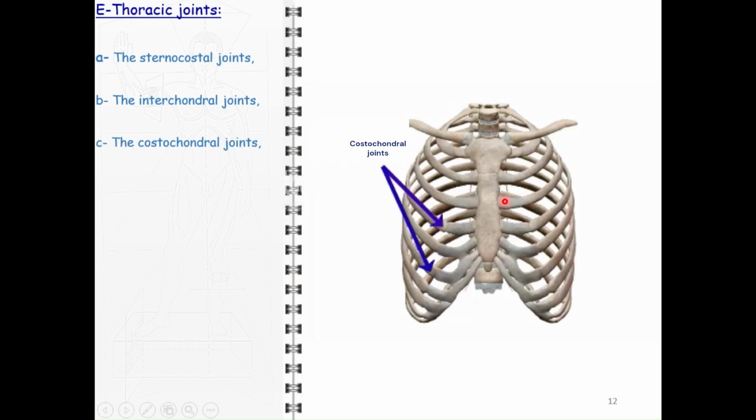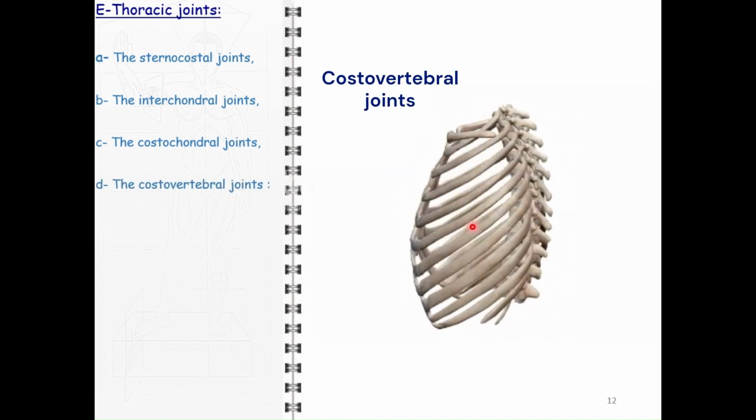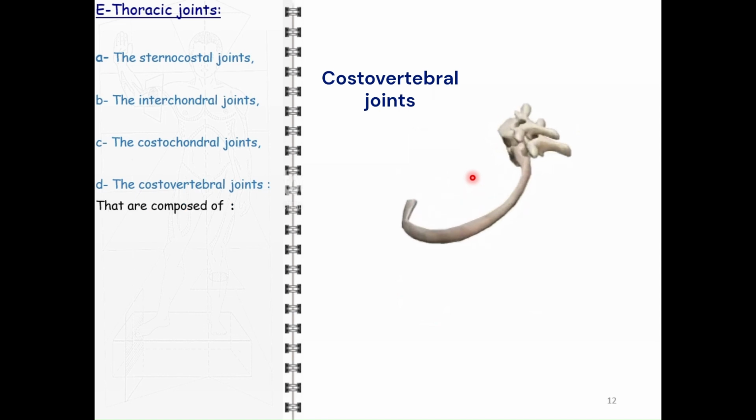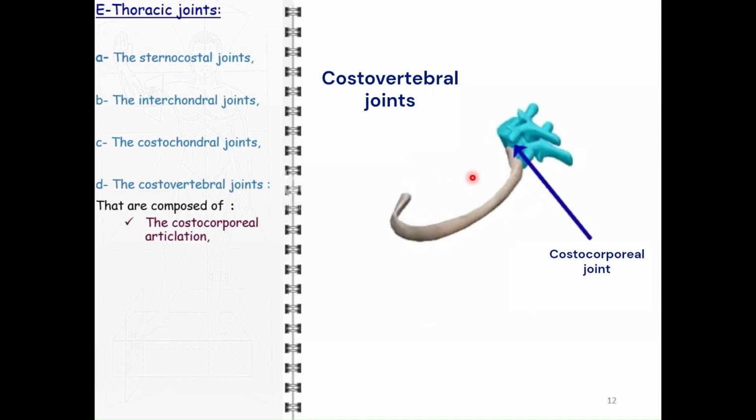The costochondral joint is a syndesmosis between the rib and its costal cartilage. And the costovertebral joints, that consist of the costocorporeal joint, formed by 2 joints that unite the head of a rib to 2 consecutive vertebral bodies through the radiate ligament of the costal head and the intra-articular ligament.